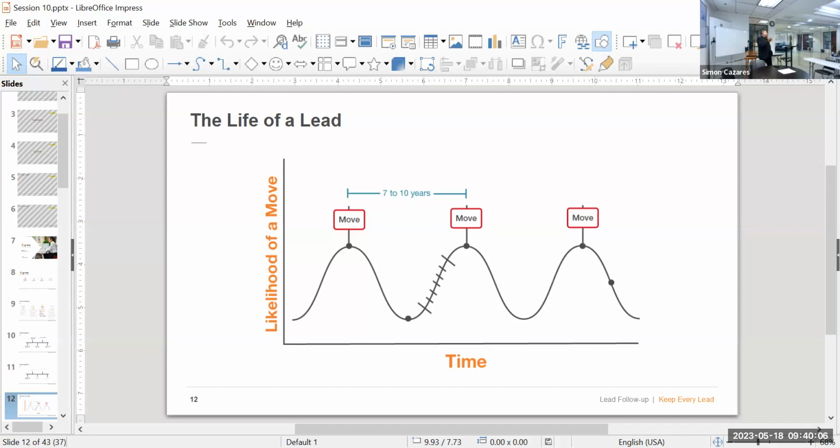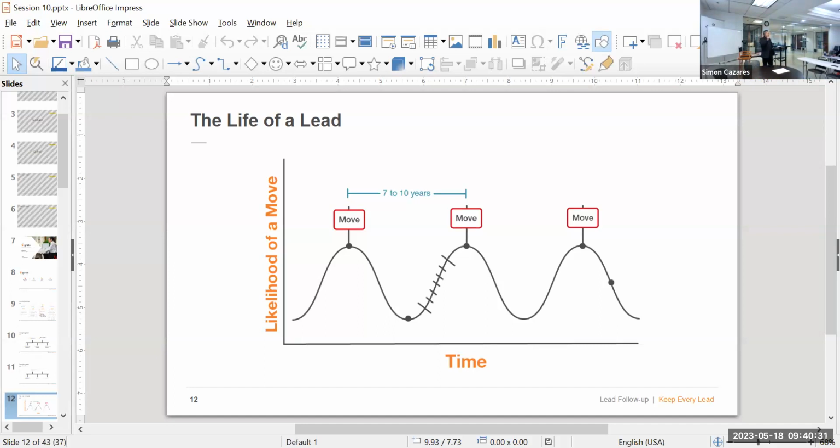But what happens now? They say there's 7 to 10 years for people to actually consider buying a new home. So this right here can be 4 or 5 years. So it's really important for you to keep that lead and identify it as A or B.